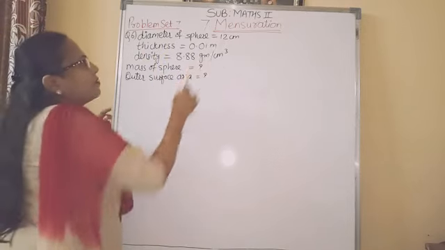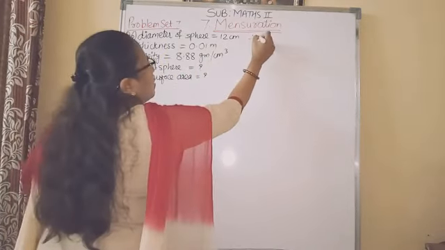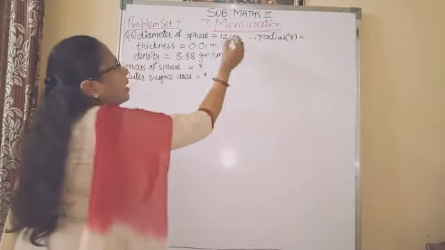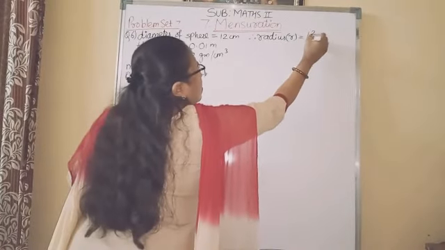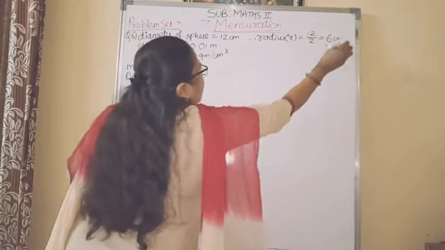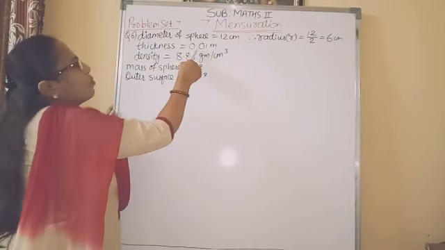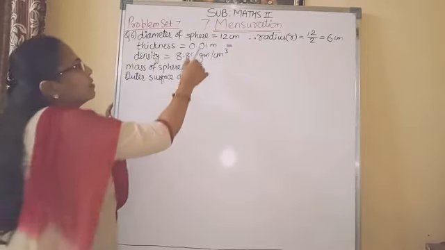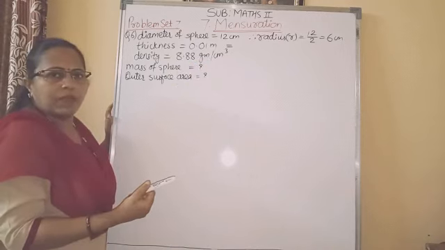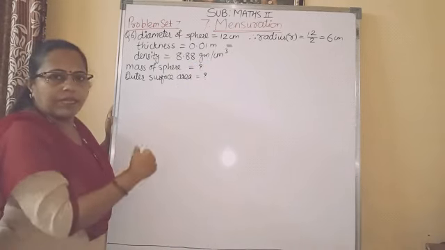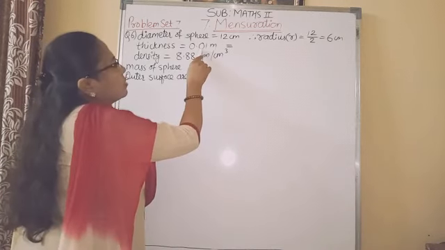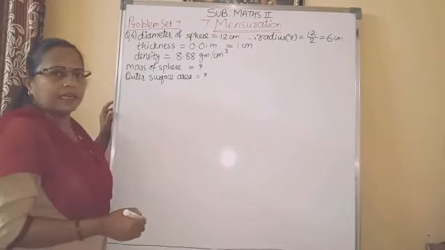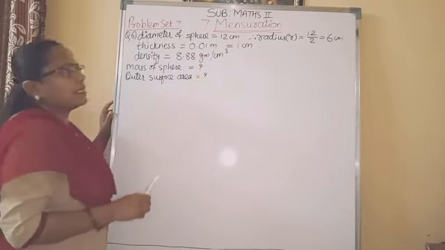Diameter of sphere is given 12 centimeter. Therefore radius R is equal to 12 upon 2, equal to 6 centimeter. Thickness is given 0.01 meter. Convert it in centimeter. So to convert meter into centimeter, we have to multiply by 100 because 1 meter equal to 100 centimeter. So 0.01 multiplied by 100, answer is 1 centimeter. So thickness we have to take 1 centimeter.